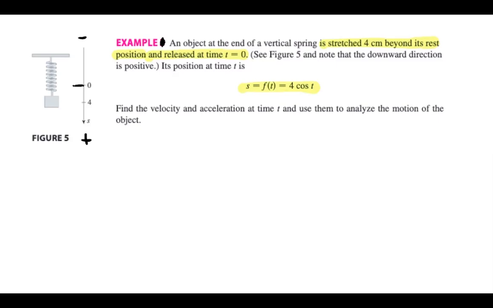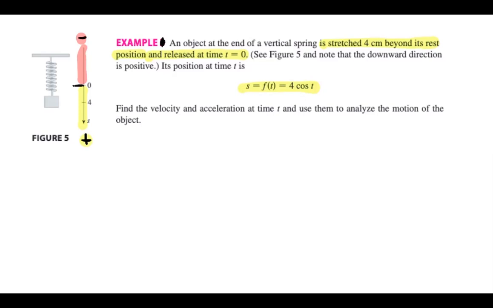What do I mean by that? If you plug a time value into this expression, then the output of that function tells me where this object is. And that might be a positive or a negative number. Remember, if it's a positive number, then the spring is stretched beyond its equilibrium. If it's a negative number, the spring is compressed below its equilibrium. So that's what the author means by these signs. Negative means compressed. Positive s means stretched. s equals 0 means it's at rest. And we want to find the velocity and the acceleration and use them to analyze the motion.